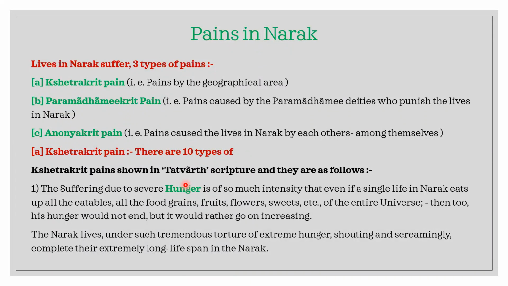So the first type of pain that all the Jeeves of Narki go through is the pain of hunger. In the Shastra, it is said that the pain of hunger or bhuk is so severe and so intense that a single Jeev of Narki could eat all the eatables in the Chaud Rajlok. That means they can eat all the food grains, fruits, sweets, everything in the complete Chaud Rajlok. And even then, their hunger will not subside, but rather will go on increasing. So Jeeves of Narki are in such tremendous torture of extreme hunger that they spend their entire long lifetime shouting and screaming under extreme pain. So that is the first type of pain, the pain of hunger.